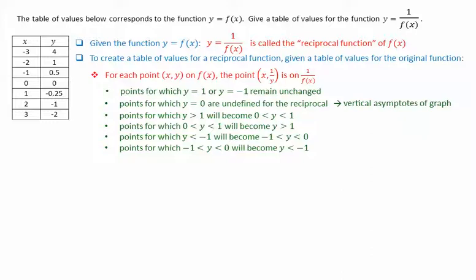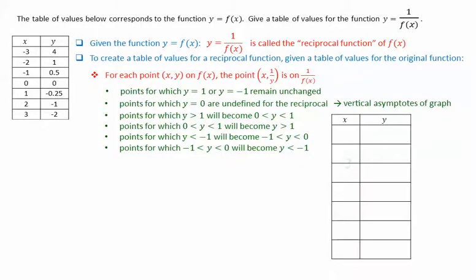Looking at the table of values given here for f of x, for the x value of negative 3, the original function's y is 4. This means that for the reciprocal, the y value will be 1/4. For x equals 2, the y value for f of x being 1 corresponds to an invariant point. The reciprocal of 1 is still 1.